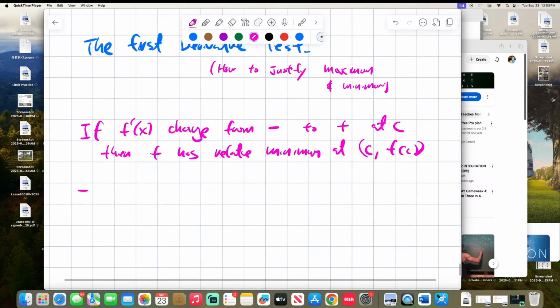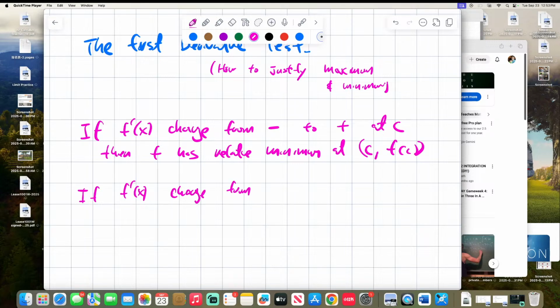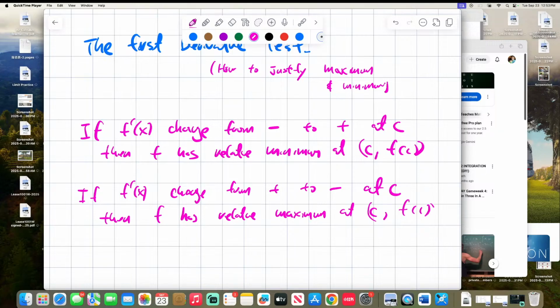And vice versa. If f prime of x changes from positive to negative at c, then f has a relative maximum at c, f of c. Now, this is how you justify on the AP exam.